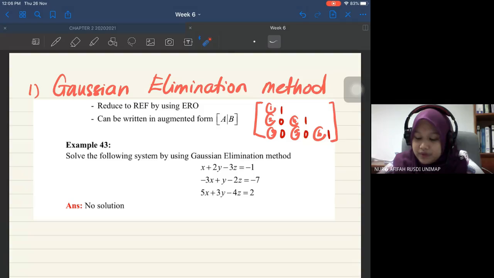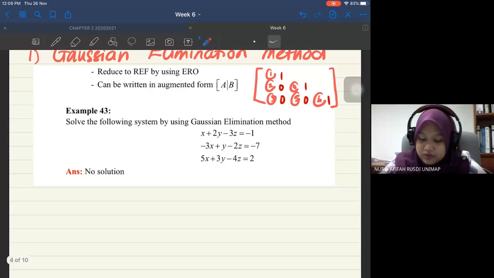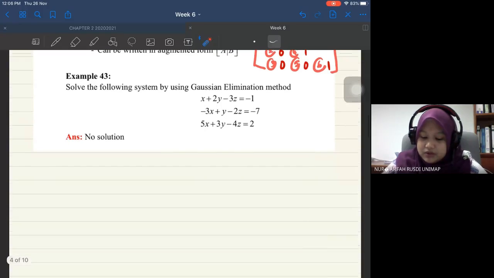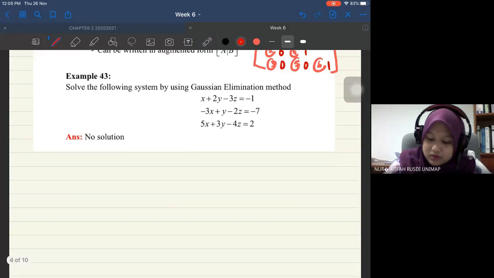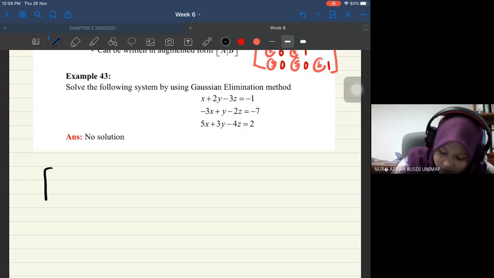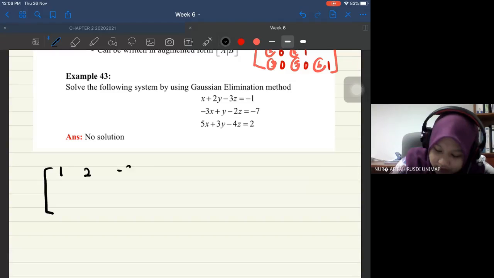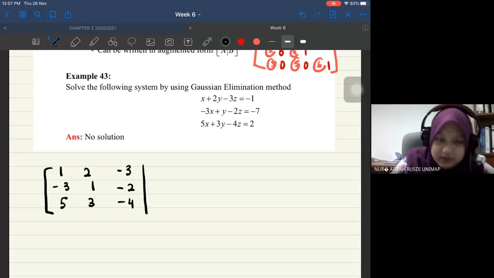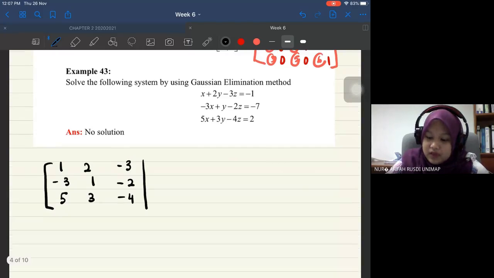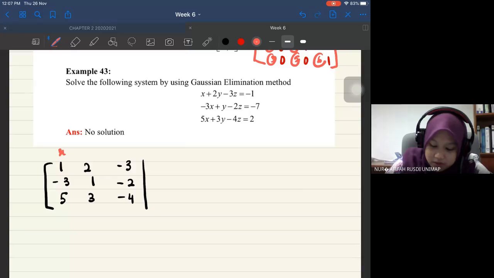Okay. So first step here, cuba kita tengok example ni. Okay. So first step saya cakap tadi, kita kena tukarkan dia dalam bentuk augmented form. So your augmented form will be 1, 2, negatif 3, negatif 3, 1, negatif 2, 5, 3, negatif 4. Okay. So awak masukkanlah atas ni diwakilkan oleh X, Y and Z.